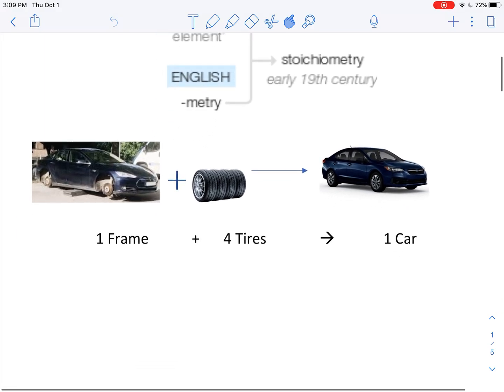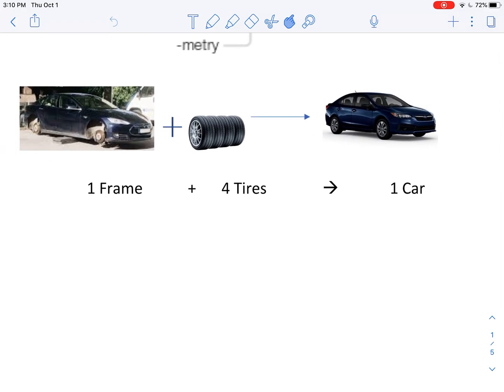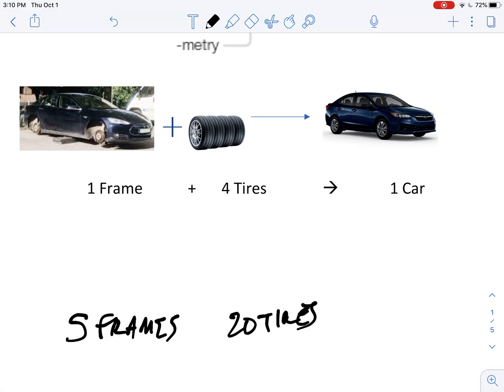Now, before we get to the chemistry aspect of this, let's look at it in terms of cars and tires. If I present you with one frame plus 4 tires goes together to make a car, nobody has a problem with that. And I'll bet I could give you any number of different ways to go about doing this, and you wouldn't have a problem with it. For example, instead of one frame up on blocks, let's say I had 5 frames instead. Well, it's not going to take a genius to figure out that you're going to need 20 tires to go on those 5 frames.